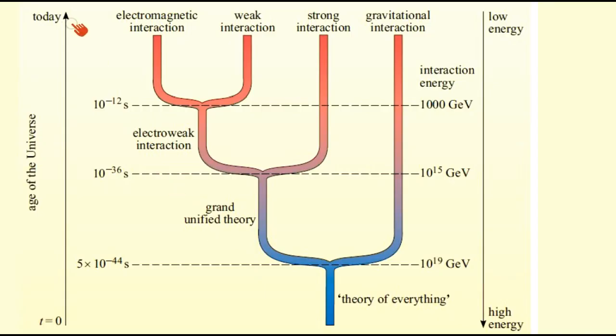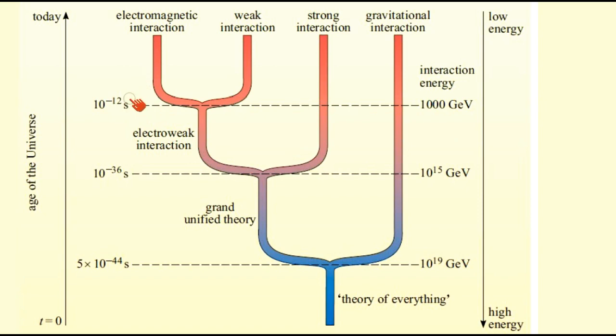This is a schematic again of the age of the universe from t equals 0 until today. Low energy to high energy. We start off with the four forces we have today: electromagnetic interaction, weak interaction, strong, both nuclear, and the gravitational interaction. That is theorized as the energy goes up massively and the time shortens towards the beginning of the universe.